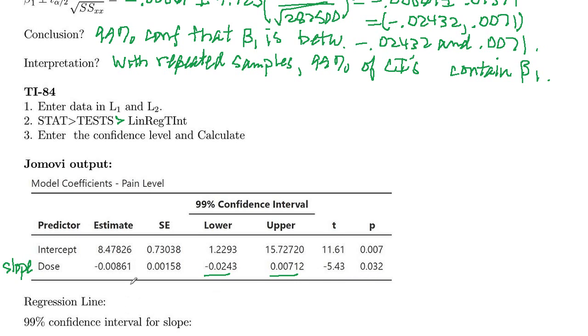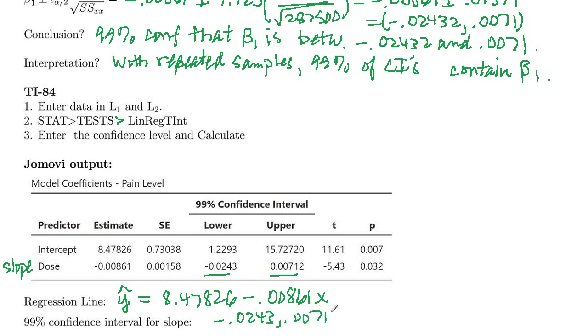So just by way of review, this is our intercept, this is our slope, so the regression line, y hat, is going to be 8.47826 minus 0.00861 times x. So that's beta 0 hat, beta 1 hat, and then the 99% confidence interval for the slope, negative 0.0243 to 0.00712. So that's how you read that output.